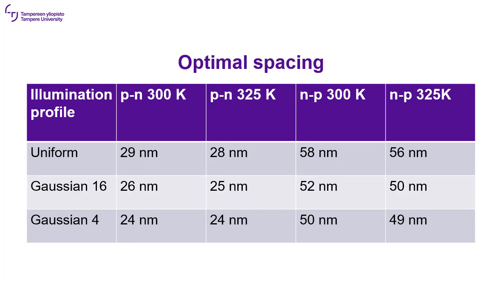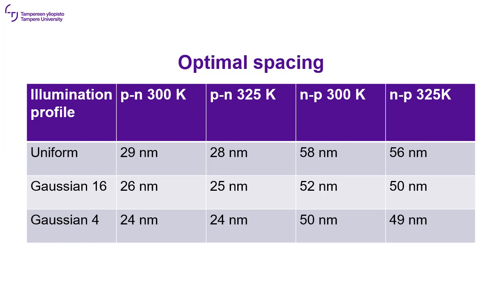Here are the results for optimal spacings extracted from the graphs by polynomial fit. As we can see, the NP structure has almost twice as large an optimal spacing as the PN structures. We also see that the uneven illumination profile decreases the optimal spacing.